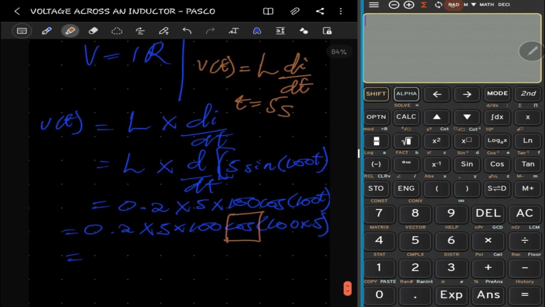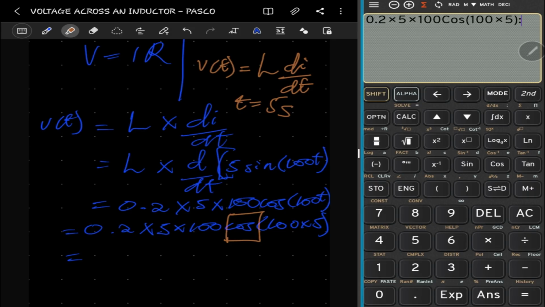So let's see. I'm changing it to radians. So degrees is now radians. We are going to compare both answers. I'm going to show both. The first one here, we did manually. That's 0.2 times 5 times 100 cos(100 times 5).